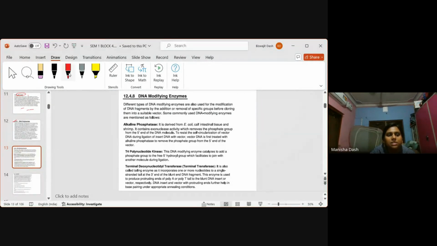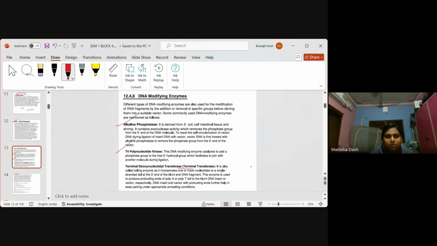Then in addition to this, there are certain DNA modifying enzymes. That means they will be making some changes in the DNA. One group is alkaline phosphatase, then there is T4 polynucleotide kinase, then terminal deoxynucleotidyl transferase or terminal transferase, etc. All these enzymes have their specific functions. Please go through them because we don't have much time to discuss this elaborately. There are a lot of things to discuss today, so I'm skipping this part so that you can go through it on your own.